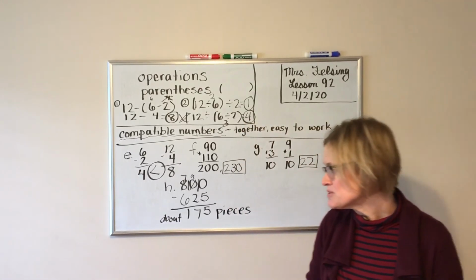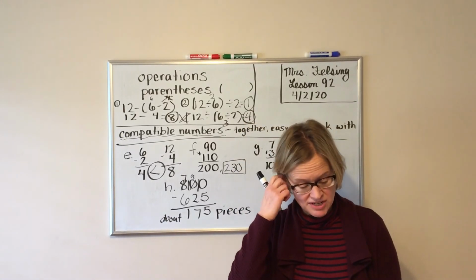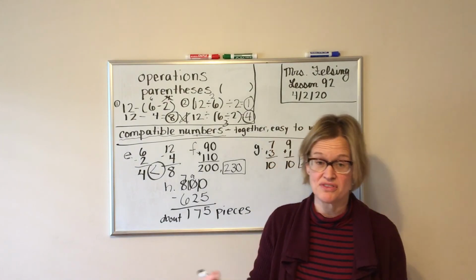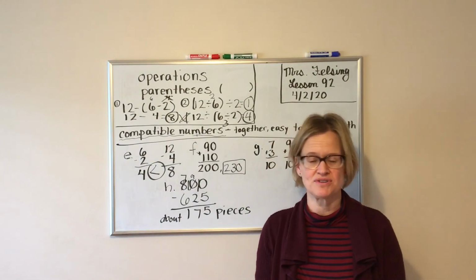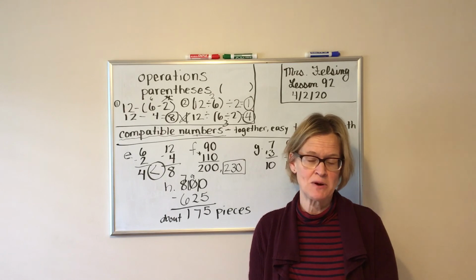I know another option might be someone else might want to change that to 630. That's also an option too, because you're not going to be that far off. Okay?